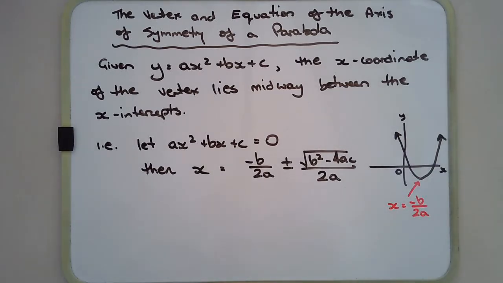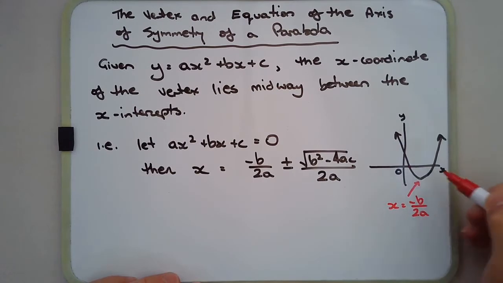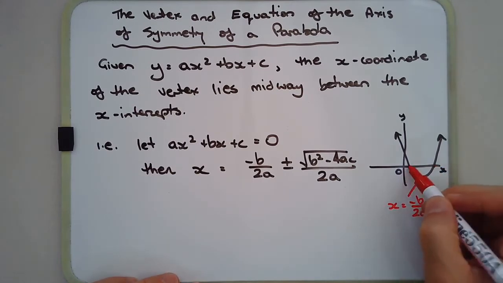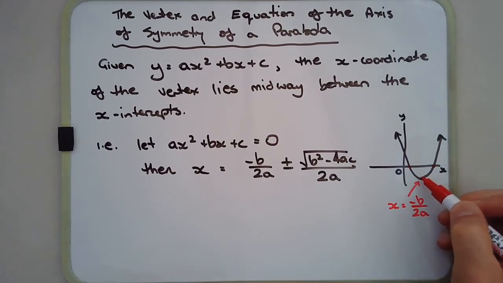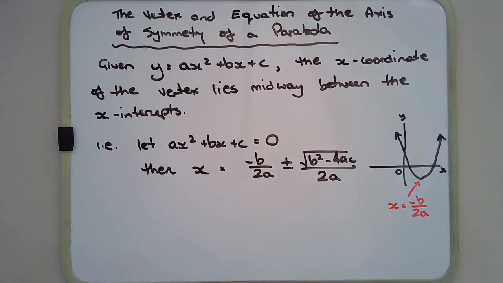Just a quick sketch of a random parabola here. Let's say these are the two x-intercepts, one there, one there. The vertex is in fact halfway between, so it's actually the midpoint of the two x-intercepts.